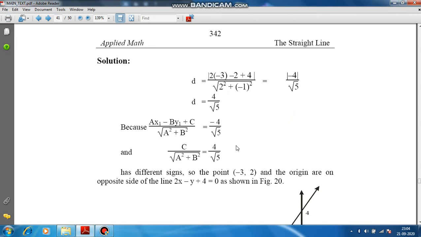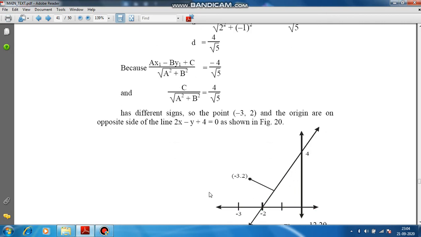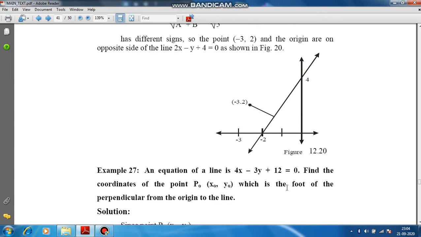Now you see, (ax1 plus by1 plus c) by square root of a square plus b square is negative, and c by square root of a square plus b square is positive. So these have two different signs, and therefore the point and the origin are on opposite sides of the line. That is, this is the straight line, this is the point, so it is not on the side of the origin, it is on the opposite side of the origin.